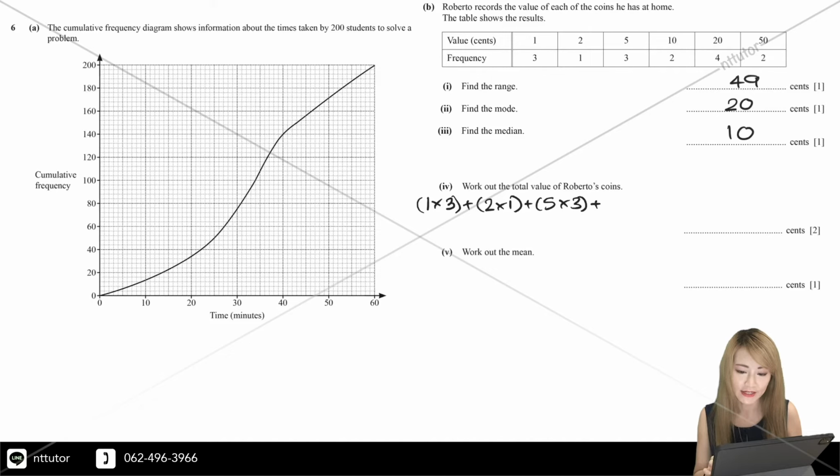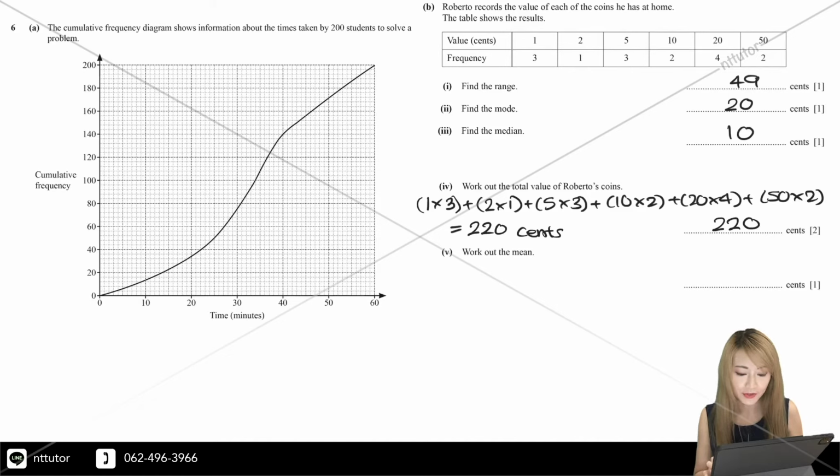coins, plus 10 cents multiplied by 2 of those coins, plus 20 cents multiplied by 4 of those coins, plus 50 cents multiplied by 2 of those coins. And that equals a total of 220 cents.